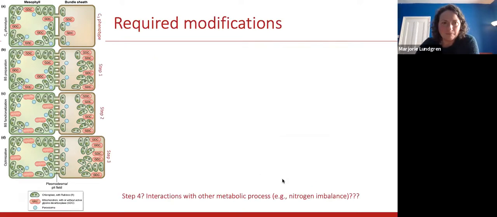Okay, so the last thing I wanted to point out in terms of required modifications is that there could be some interactions with other metabolic processes, like that nitrogen imbalance issue I mentioned before, that we might need to address. So we might have some kind of sticky metabolic stuff we have to think about in the future. What those are, we don't know yet, but I wanted to flag it as something we'll need to pay attention to as we start engineering this C2 cycle.